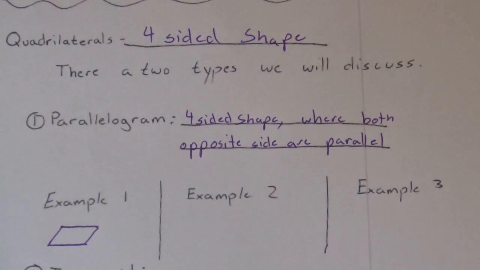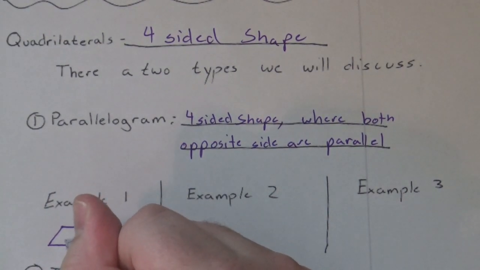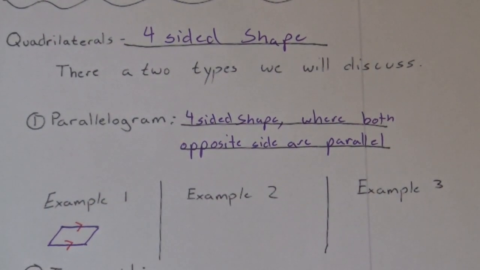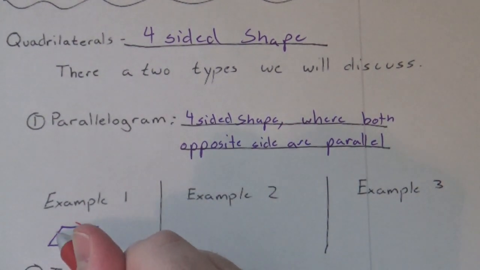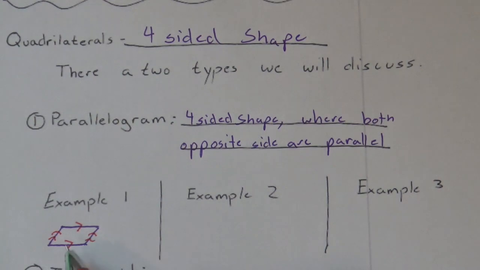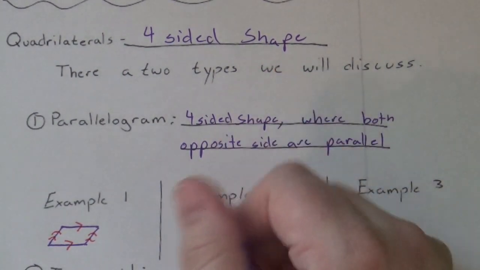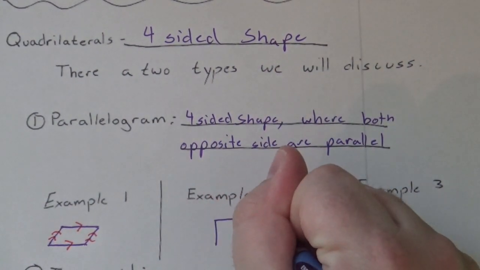Now I'm going to use something that we use in geometry to denote things that are parallel. Notice that the top side and the bottom side, they are parallel with one another. They're going in the same direction, and they'll never touch. And the left side and the right side are parallel. So the top and the bottom are parallel, and the left and the right are parallel because they're opposite sides. Let's do another one, and I'll draw it a little bit bigger this time.